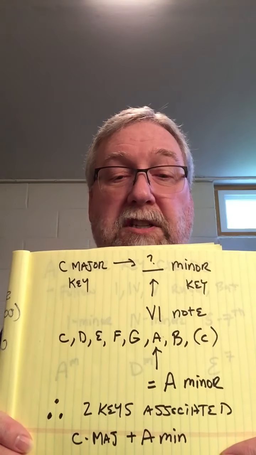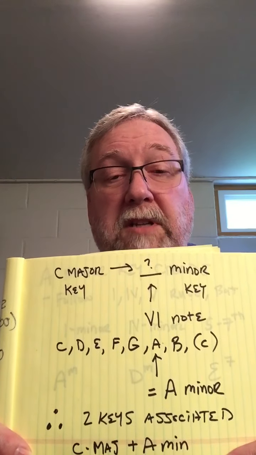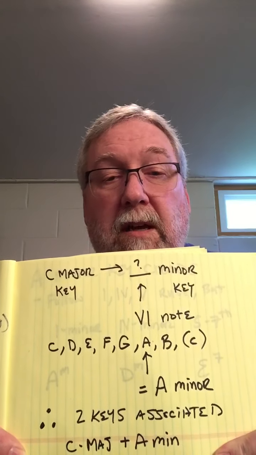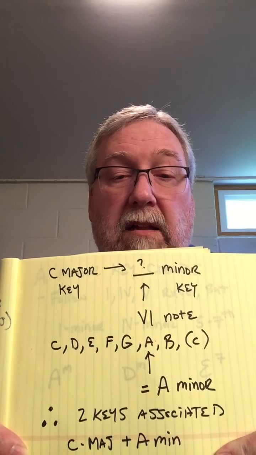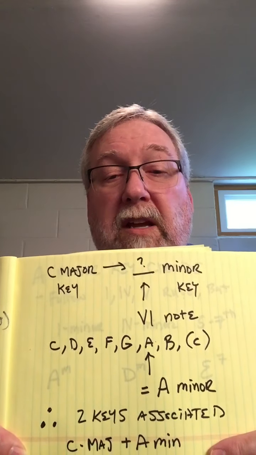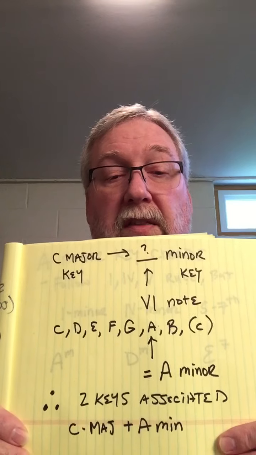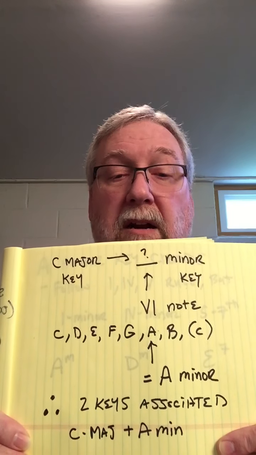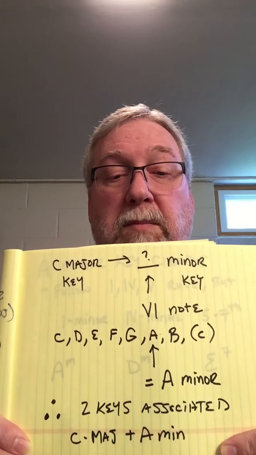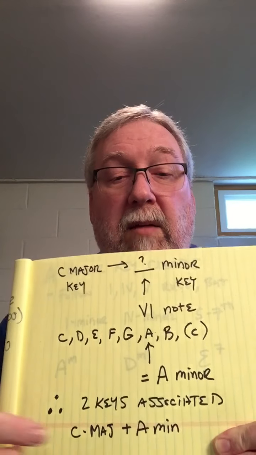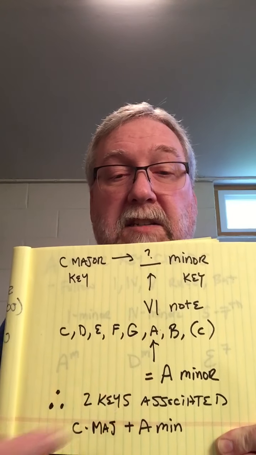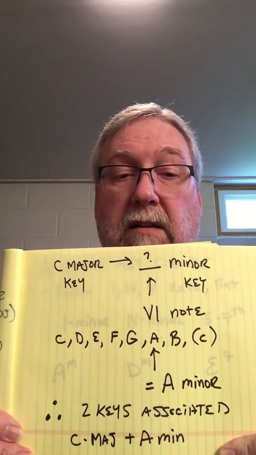Well, the associated minor key of any particular key scale is always going to be the 6th note of that key's scale. So for the key of C major, the associated minor key is going to be A minor, because the A is the sixth note of that major key's scale.